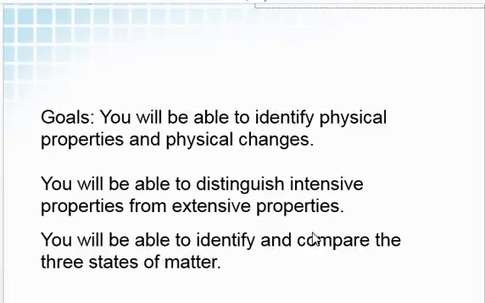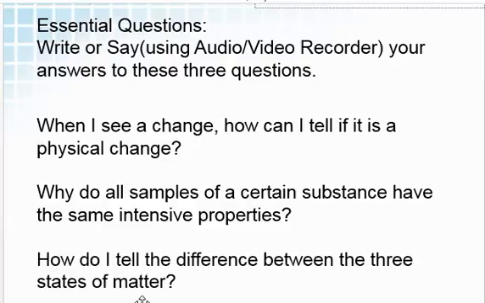You should be able to distinguish intensive properties from extensive properties. You may remember how the intensive properties depend on what kind of material we're looking at. If we're looking at, say, a rock, and we're talking about hardness, a small rock is just as hard as a big rock. It only depends on being the same kind of rock. But if we're talking about mass, the big rock, that's an extensive property. The mass of a big rock is much larger than the mass of a small rock. And you should be able to identify and compare the three states of matter: solid, liquid, and gas.